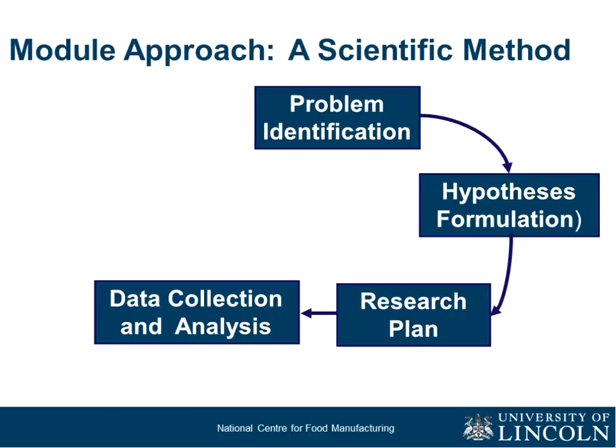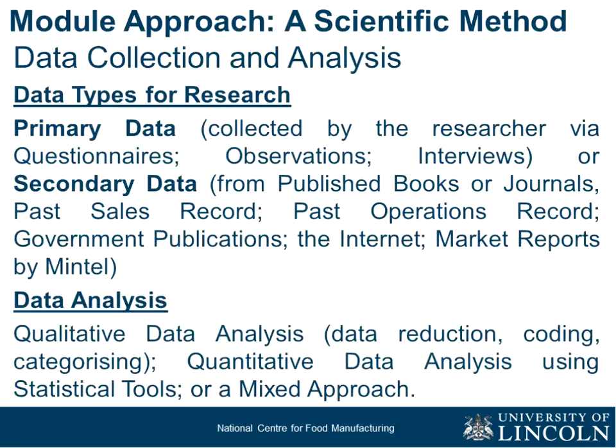The next thing is collecting your actual data and performing the analysis. Now, data types. You need to understand that there are different data types for research. Is it going to be a primary data type or a secondary data type? If it is a primary data type, you need to ask yourself, this is going to be collected by you. You are going to be doing this yourself by questionnaires, by observation, by interviews.